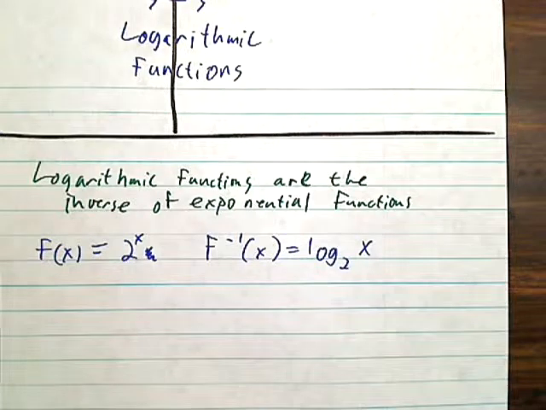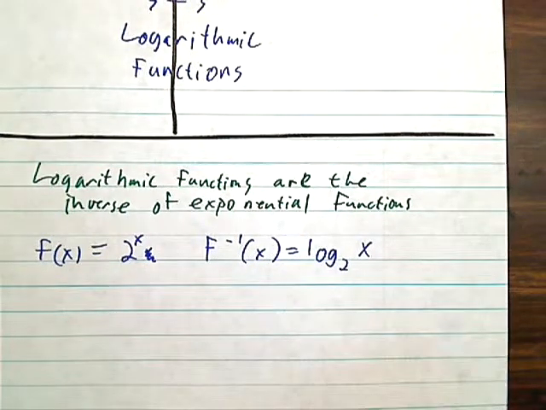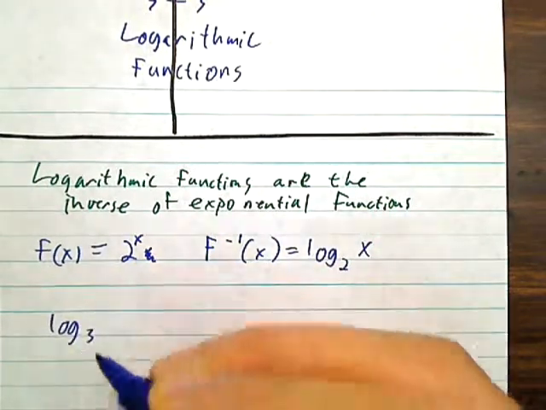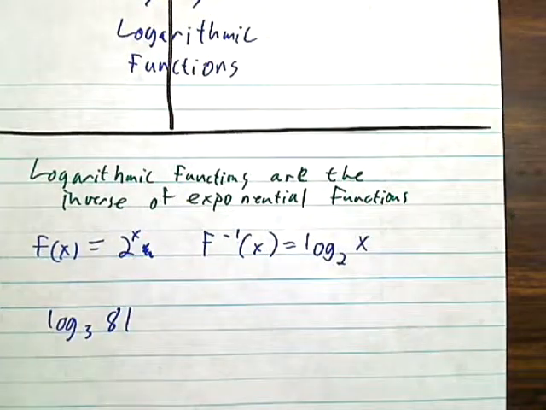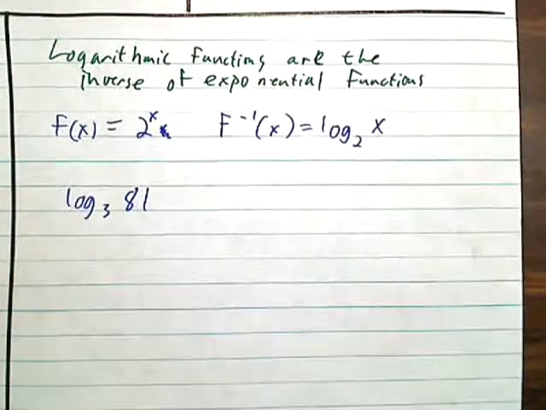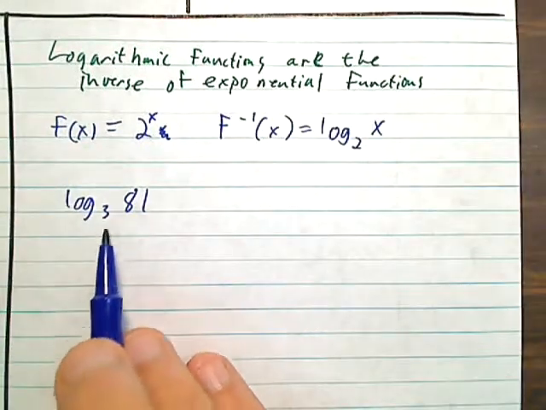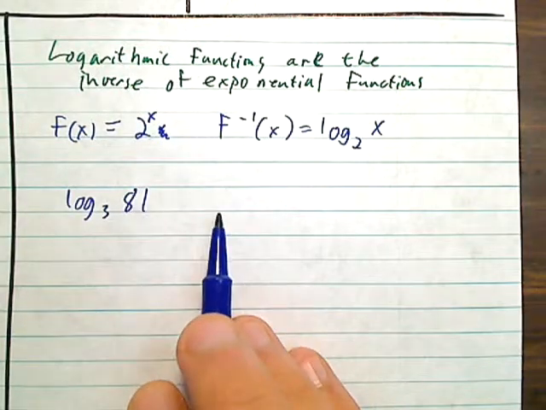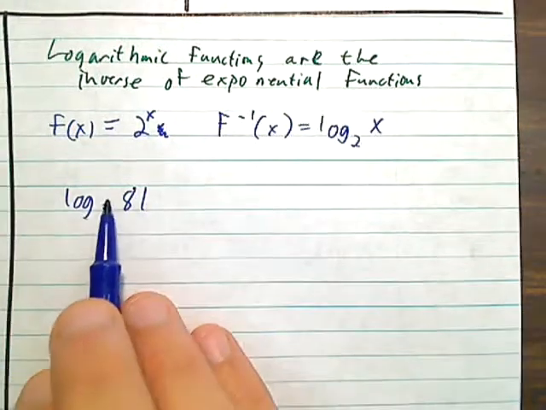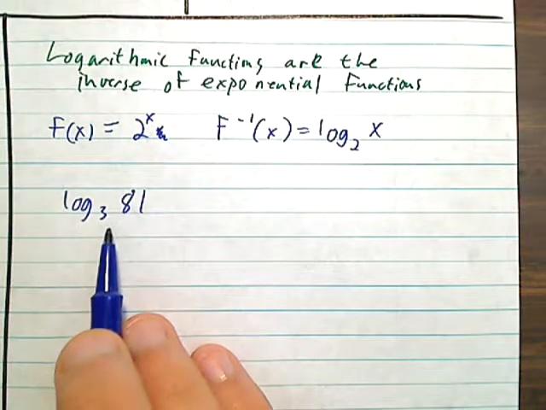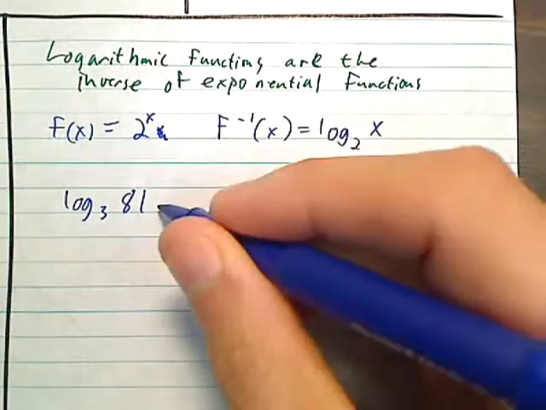Okay, so let's look at a couple examples of how we might use this. So I could have a problem that says log base 3 of 81. Well, what this is asking is 3 to what power gives you 81. Instead of saying 3 to some power gives you a number, this is the inverse. 3 to what power gives you 81? Well, 3 times 3 is 9. 9 times 3 is 27. And times another 3 is 81. So this is going to be 4.